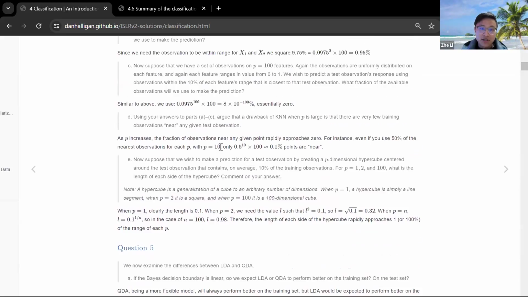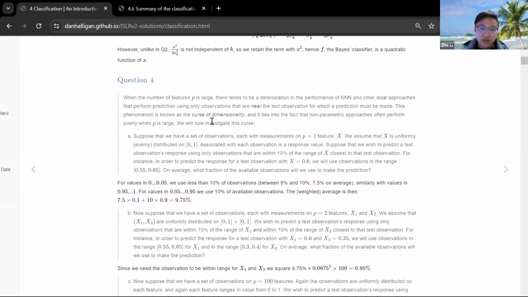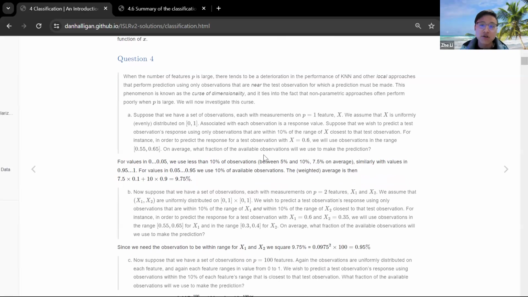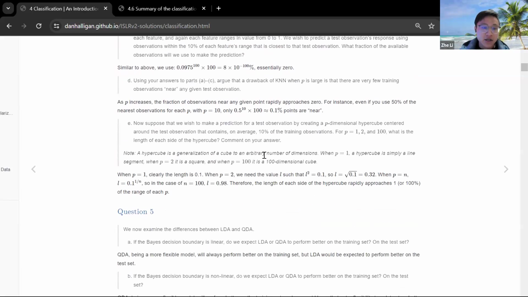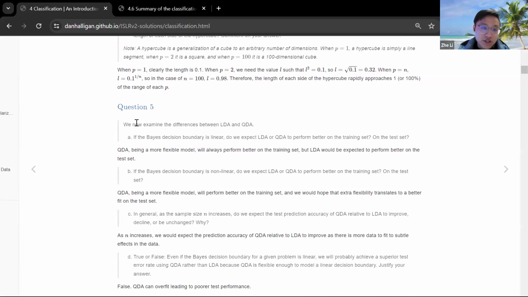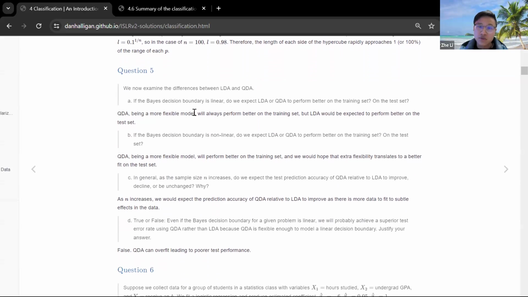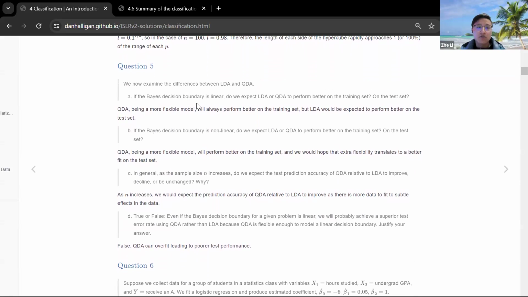So this case talks about the curse of dimensionality, and it uses a mathematical function to tell us about the foundation behind it. And the fifth question talks about the difference between linear and quadratic discriminant analysis. If the underlying Bayes decision boundary is linear, do we expect the LDA or the QDA to perform better on the training set or the test set?